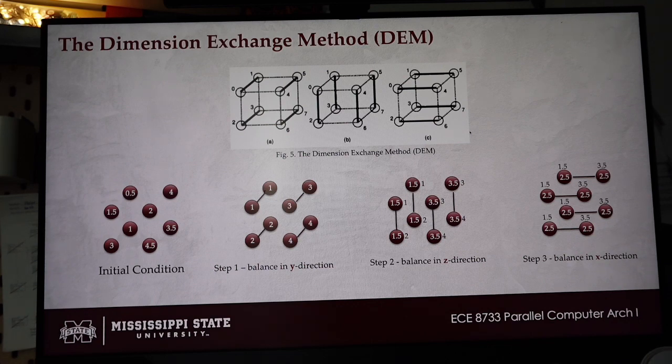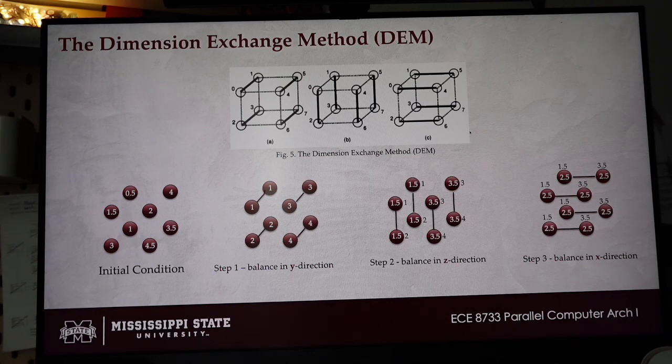For the other three pairs of processors, we do the same thing. So now all the CPUs in the y direction are balanced out. Then step 2 is the balancing in the z direction. The previous processors' low numbers are put to the side of the CPU, and the final result is shown in the center of the circle.